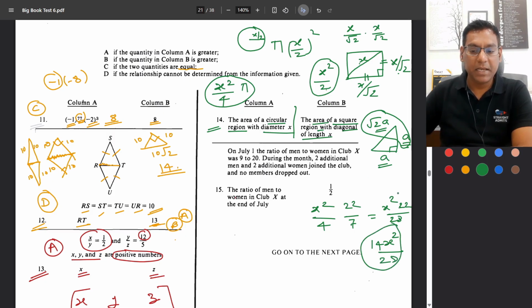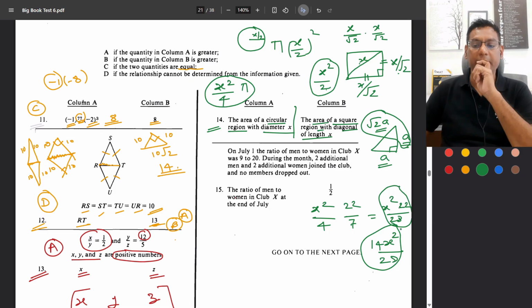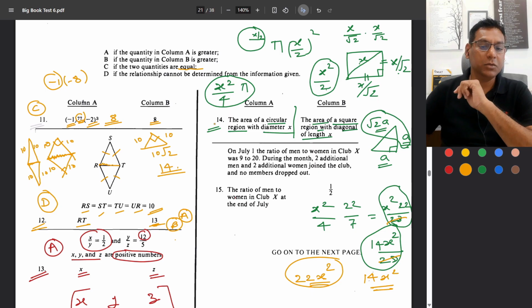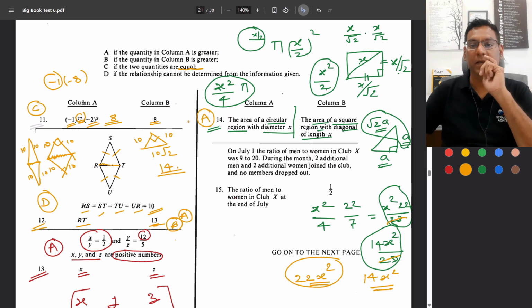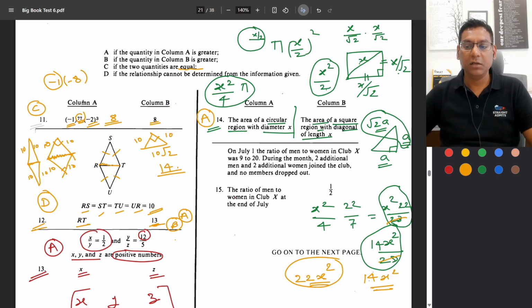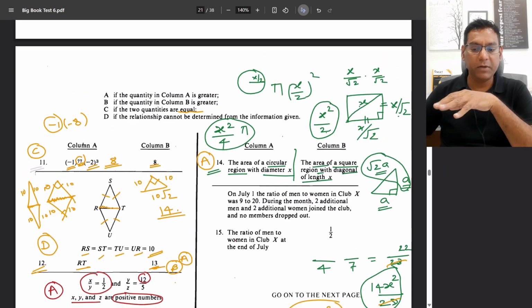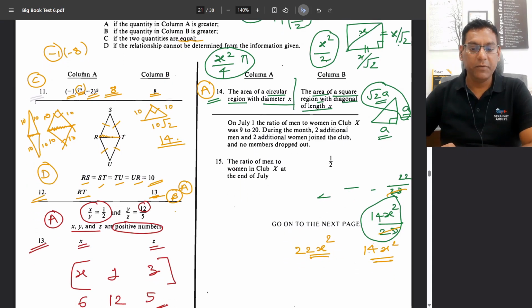Why am I doing this? Because I get everything divided by 28. If everything is looking similar, then I can compare. This is the same quantity, so on the left hand side I have 22x square, right hand side I have 14x square. These are all positive numbers, so 22x square is bigger, so that means A is bigger. I need to do a little bit of jugglery to compare the two. You could have done it with a different way also, in a different manner, if you wanted to compare the two.